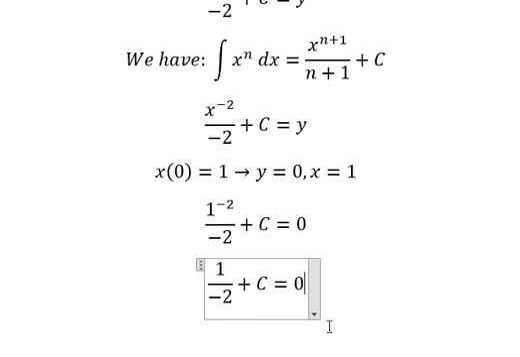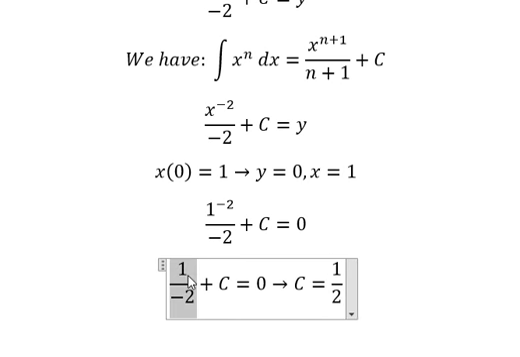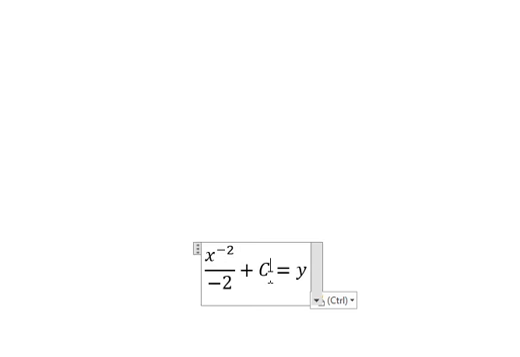So c here should be positive 1 over 2 because I will move this one to the right and we have the positive number here. And I will put 1 over 2 here.